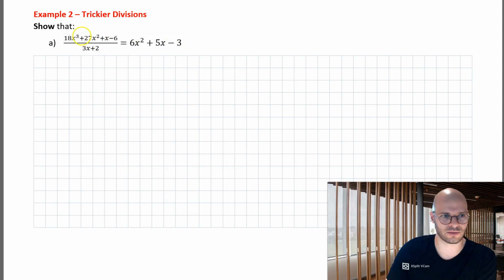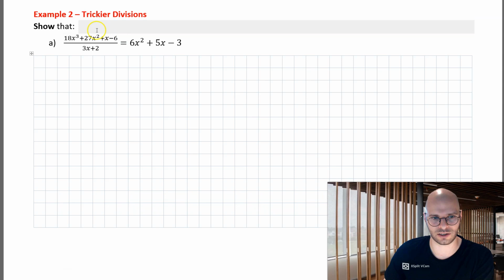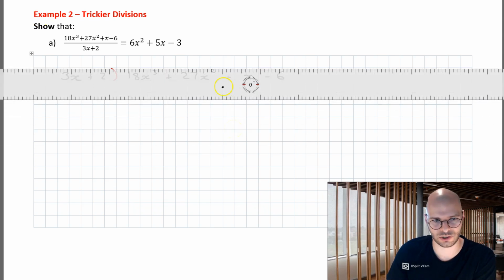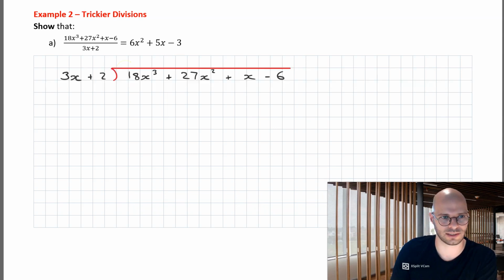Okay, putting this together, we have 18x cubed plus 27x squared plus x take 6 all over 3x plus 2. What we're going to do is apply the long division algorithm to show that this fraction on the left here can be simplified down into the expression shown on the right here. So putting this together, our divisor is going to be 3x plus 2. Our dividend is going to be 18x cubed plus 27x squared plus x minus 6.